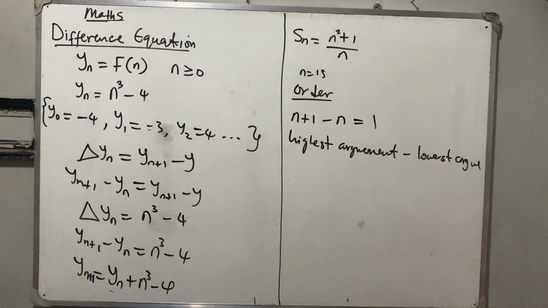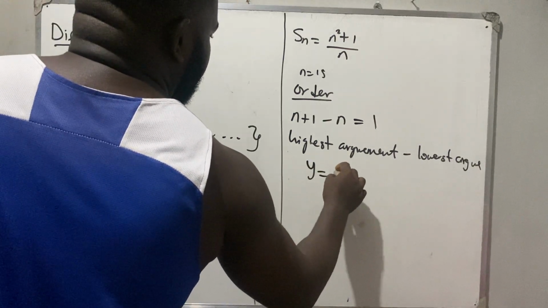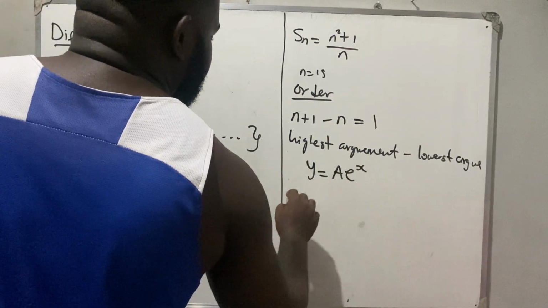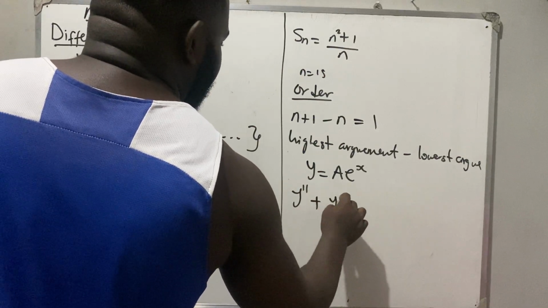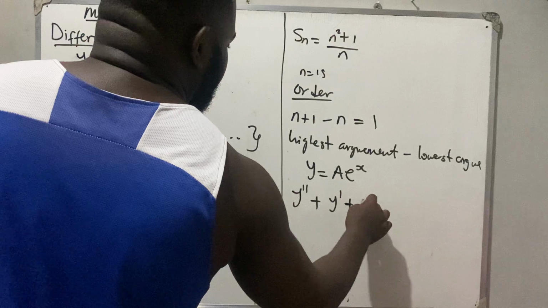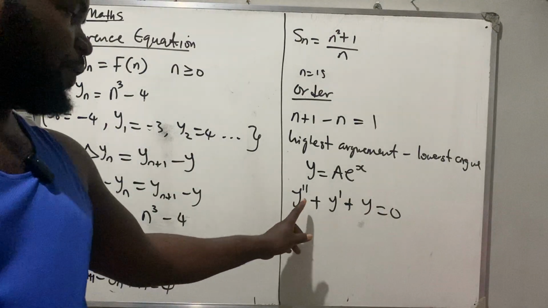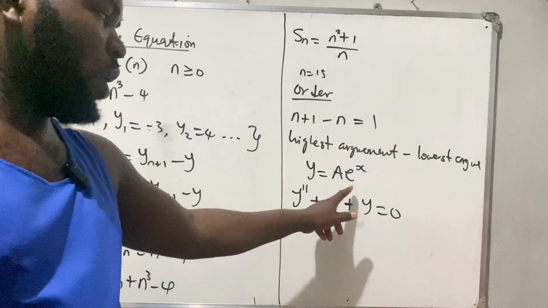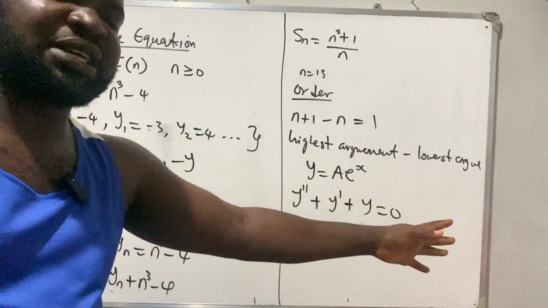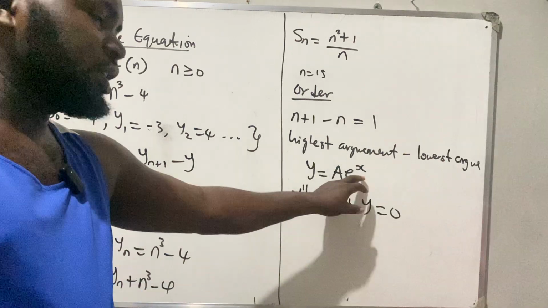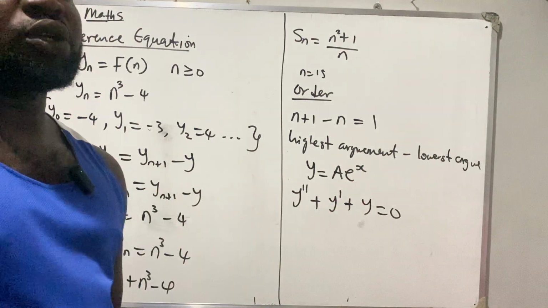Let me give you an example. Maybe you should verify that y equals a e to the x is a solution to y double prime plus y prime plus y equals 0, something like this. You just need to find y prime, y double prime, then do your direct substitution. If the left hand side is equal to the right hand side, then we conclude that this is a solution to this differential equation. If not, we say that it is not a solution.